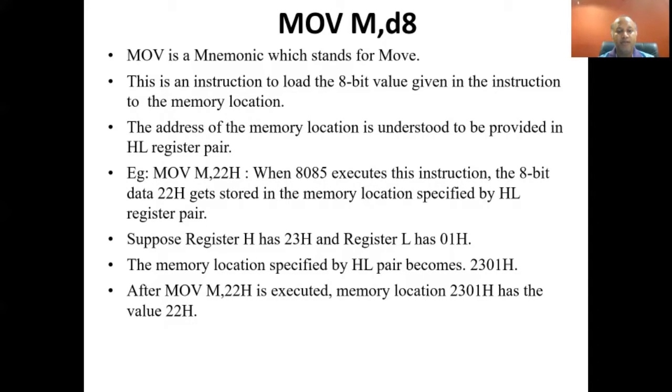Example, MVI M, 22H. When 8085 executes this instruction, the 8-bit data 22H gets stored in the memory location specified by HL register pair. Suppose register H has 23H and register L has 01H. So the memory location specified by HL pair becomes 2301H. After MVI M, 22H is executed, the memory location 2301H has the value 22H.